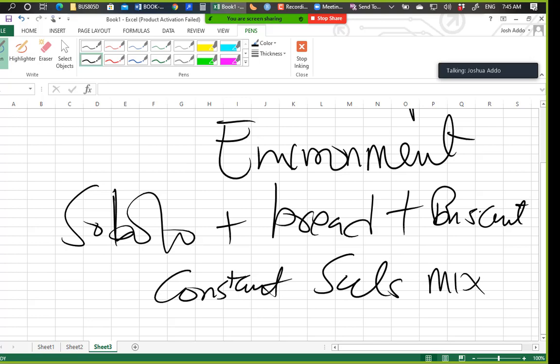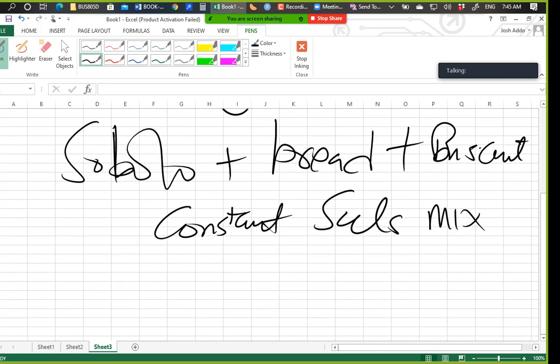So let's say this organization, for every one Sobolo sold, 2 loaves of bread are sold, and 2, let's say, packs of biscuits are also sold. When we did the trend analysis between the sales of the 3 products, this is what we saw. For every one Sobolo sold, 2 breads and 2 biscuits are sold. It can be just anything.